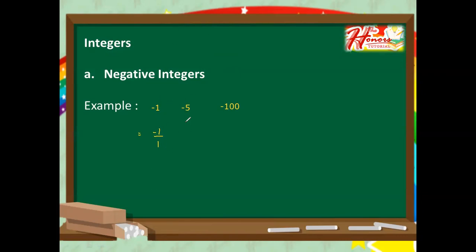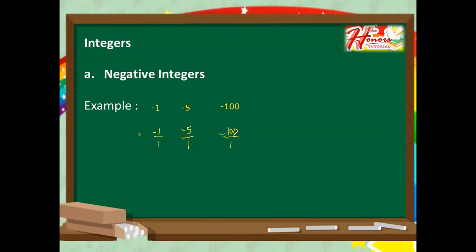So we have here negative 5. Let's transform it to a over b. So that's negative 5 over 1. Same with negative 100. You can just write negative 100 over 1. It is to prove that negative integers are still part of the rational numbers because, based on the definition, a rational number is any number that can be written in the form of a over b or a divided by b, as long as b is not equal to 0.